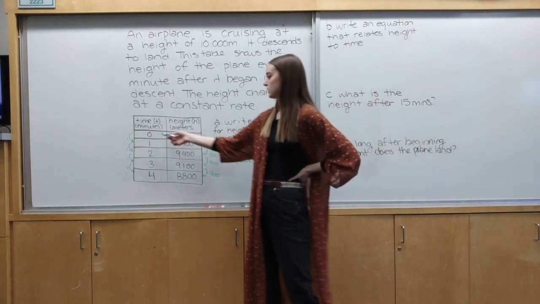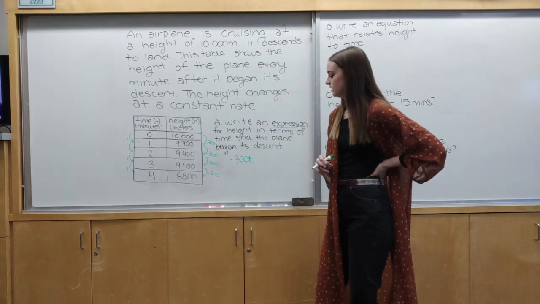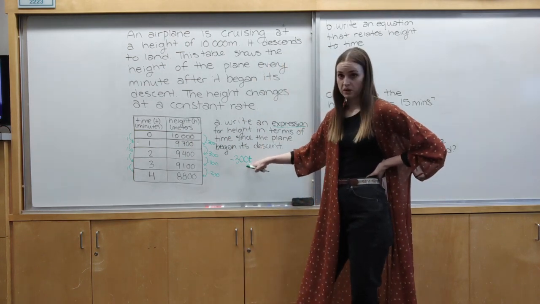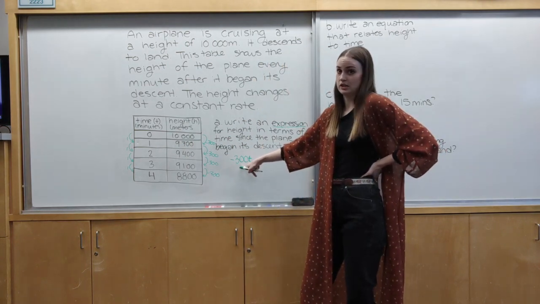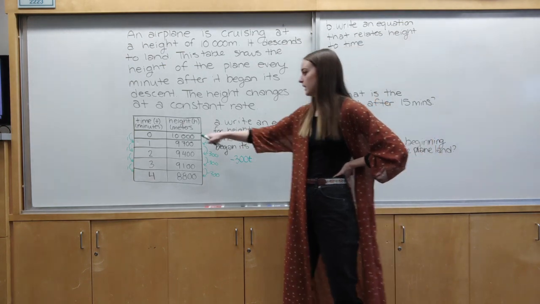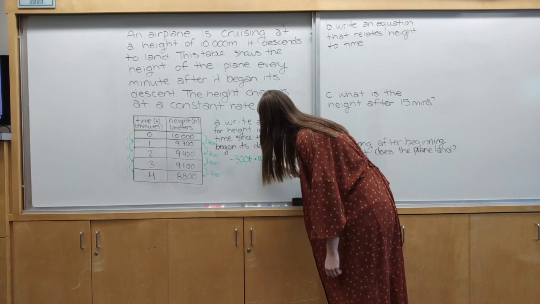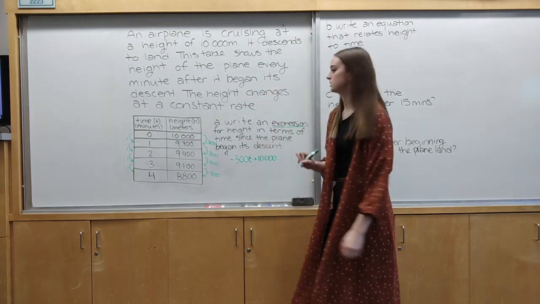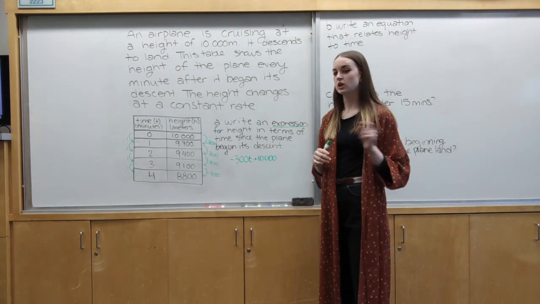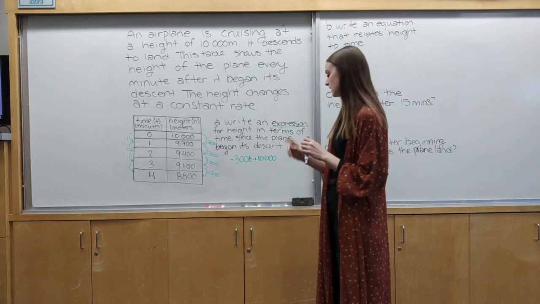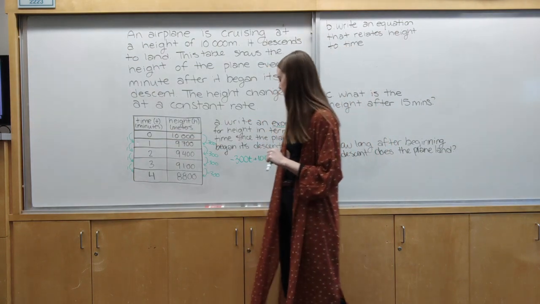In order to get from the left-hand side to the right-hand side, if I multiply 0 by negative 300, well, that's just going to give me 0. So I better add 10,000 to that in order to get the height. I can try that with the next part of my table of values.